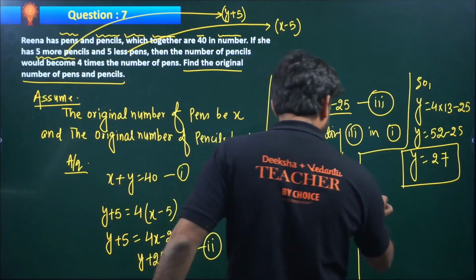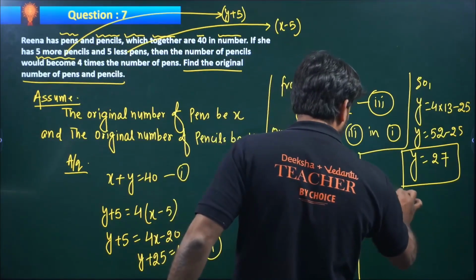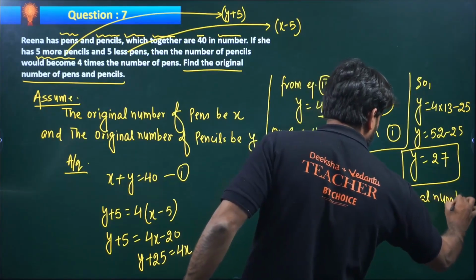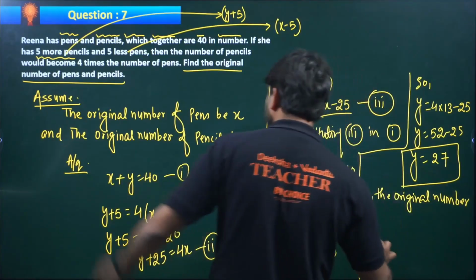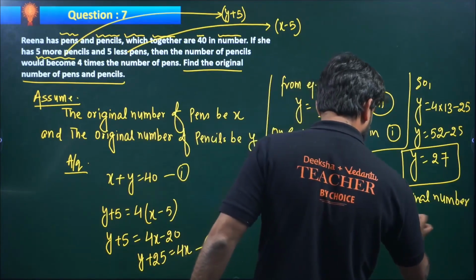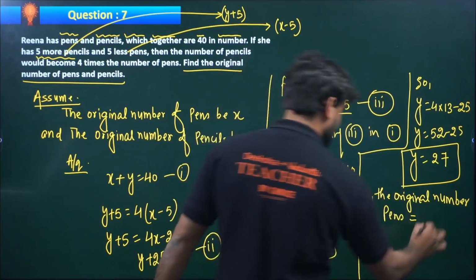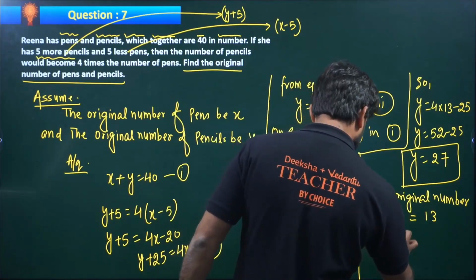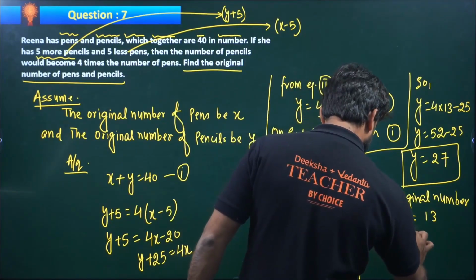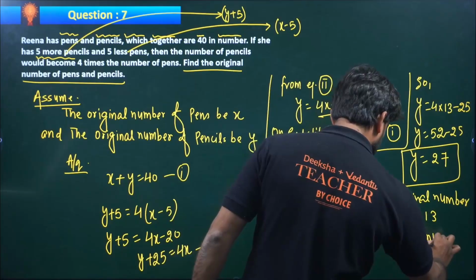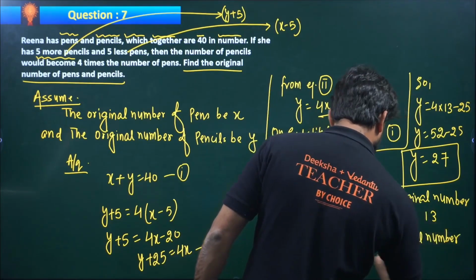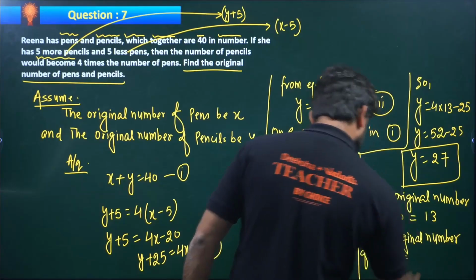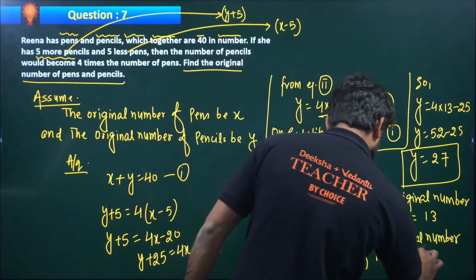So the original number of what? First is pens. Number of pens. What? x is 13. So this is 13. And the original number of what? Pencils. Original number of pencils is 27.